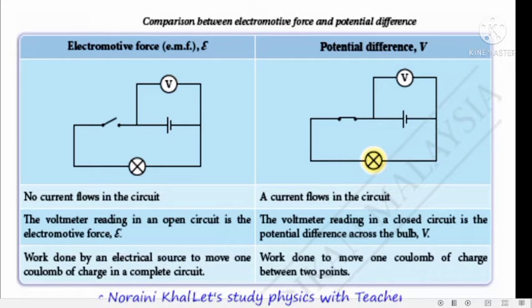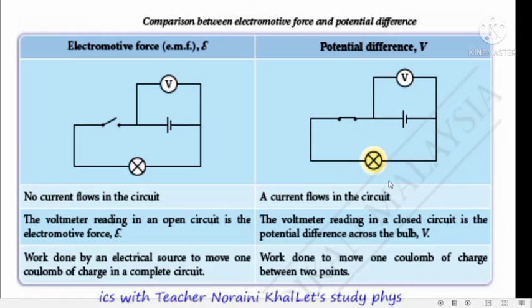When the switch is closed, there is work done to overcome the external resistance, meaning there is a voltage across the bulb. The voltage across the bulb is equal to the voltage across two points, from this point to this point. You can see the bulb is connected to this point, and this side is connected to this point. So the reading of a voltmeter across the bulb is equal to the potential difference across these two points, which are connected directly to the positive terminal and negative terminal.